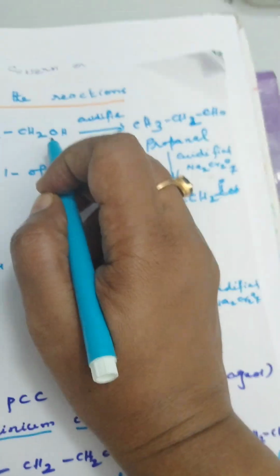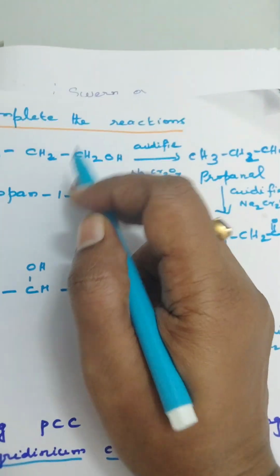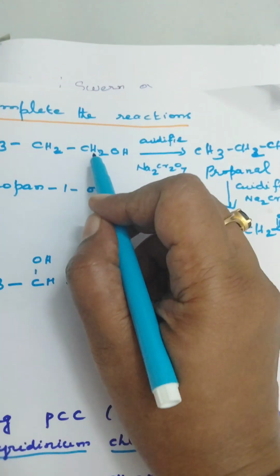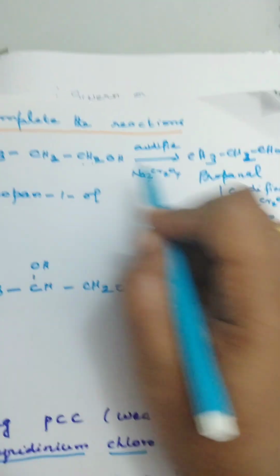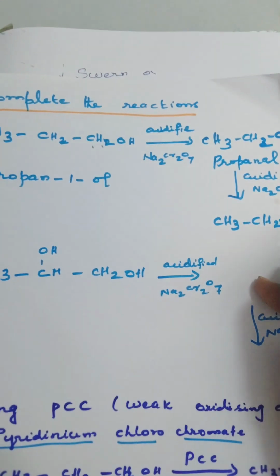Here I want to tell you one thing. How does the oxidation take place? You know that oxidation means either addition of oxygen or removal of hydrogen. Here hydrogen is removed. 1 H from here, 1 H from here. So you get CHO. Then further oxidation. Here what happens?